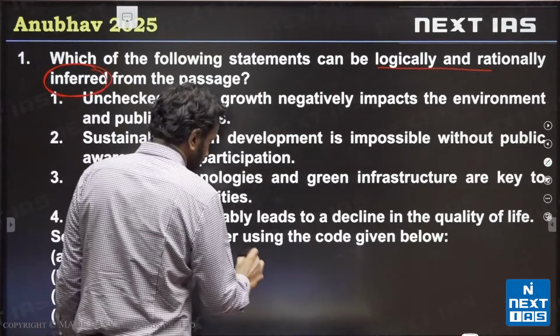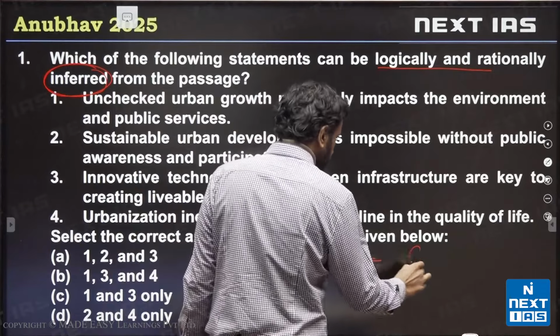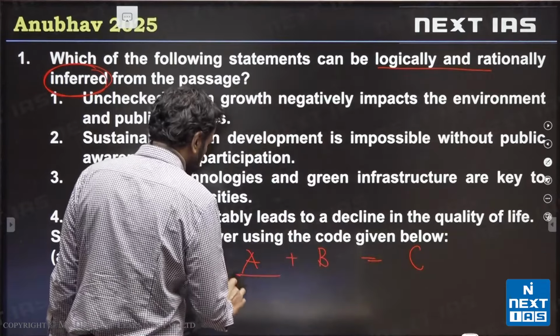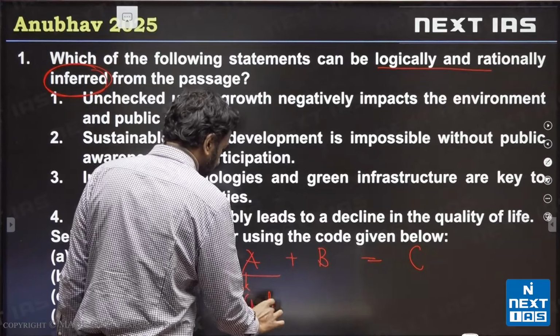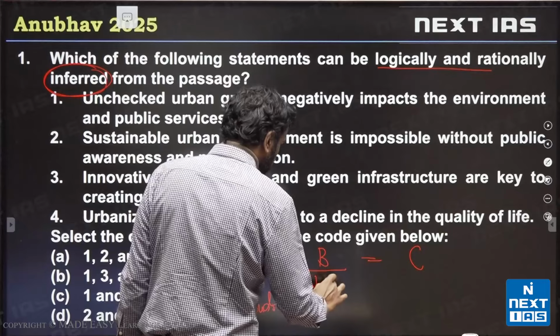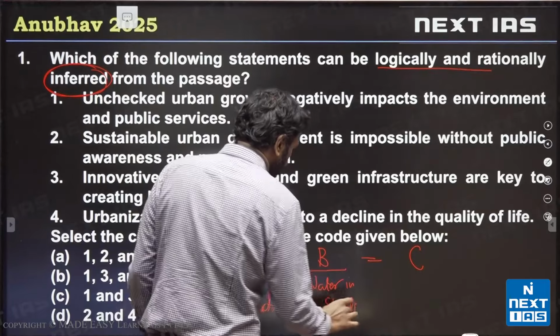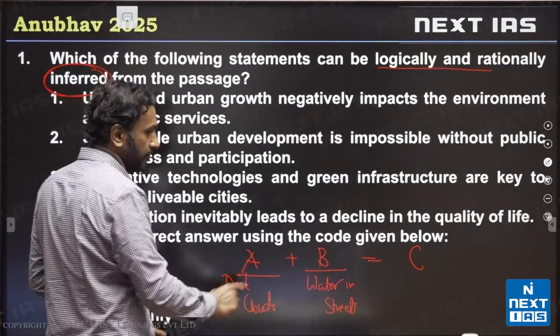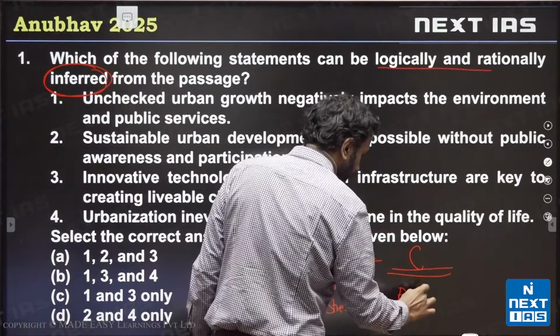For inferences, the usual example given, and we use this example, is that we put 2 facts together such as dark clouds in the sky and water in streets. We put these two facts together and we come up with something new, which is it has rained.